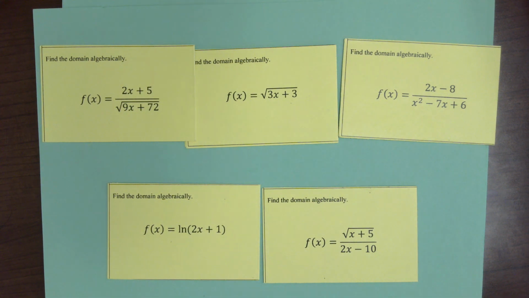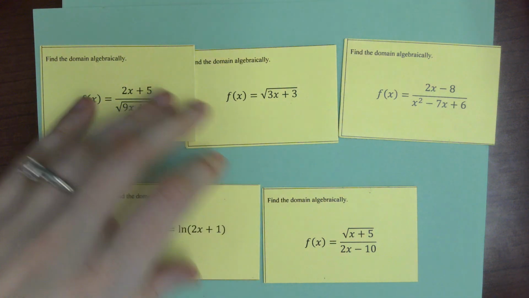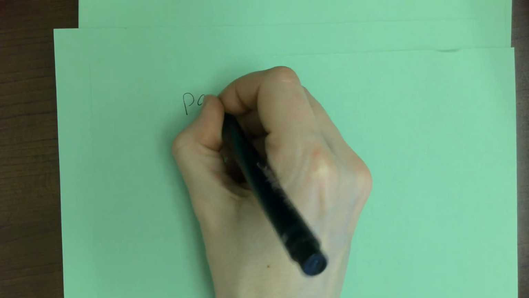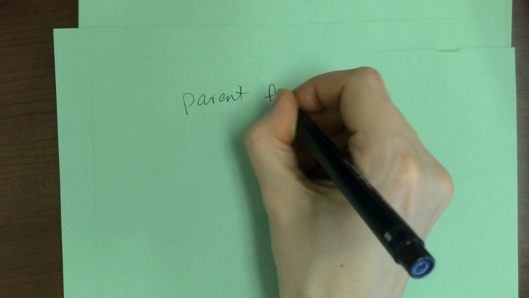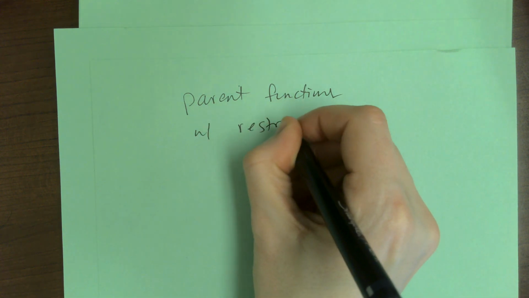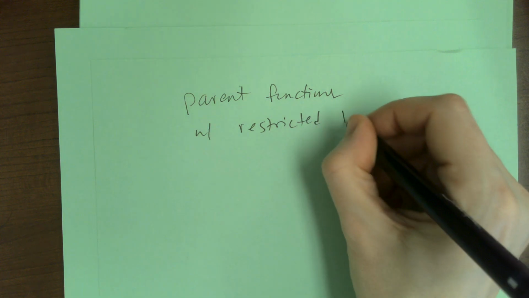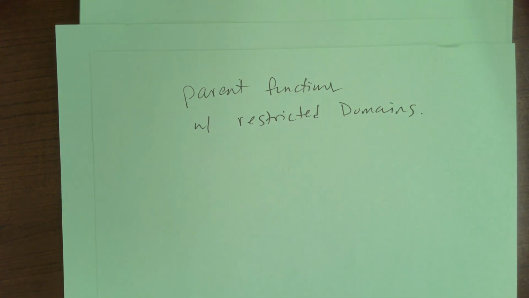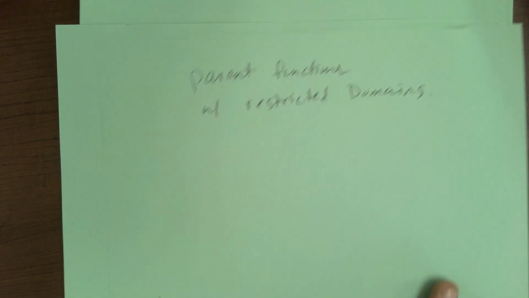So I will review real quick our parent functions that have restrictions. You're going to want to know this. So parent functions with restricted domains. It means that the entire x-axis is not their domain. There is not a graph for every part of the x-axis.